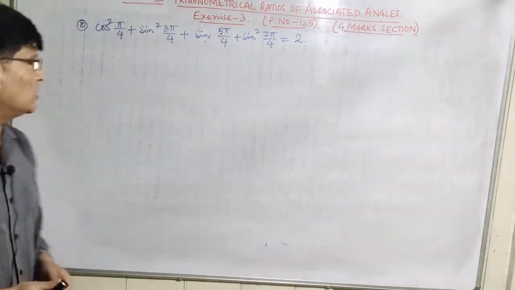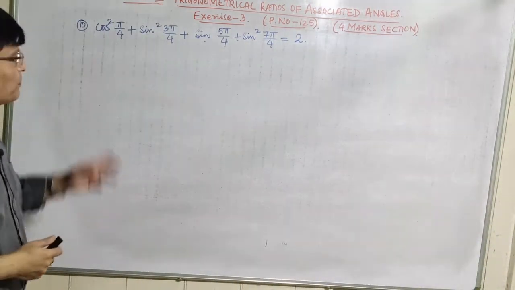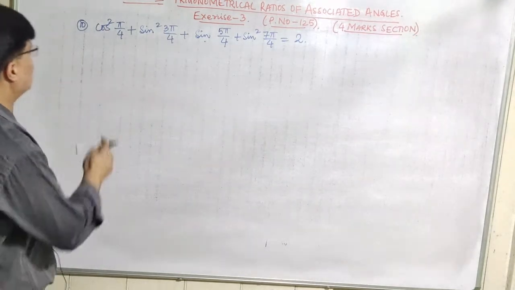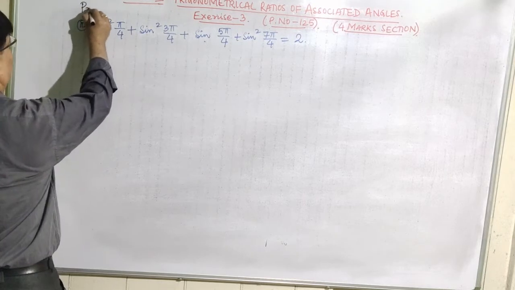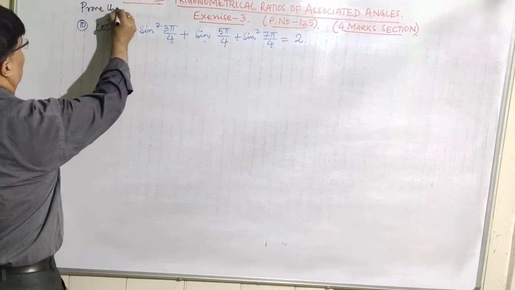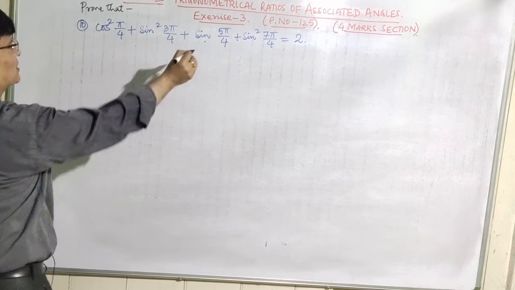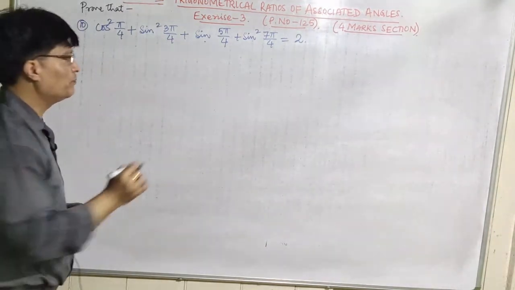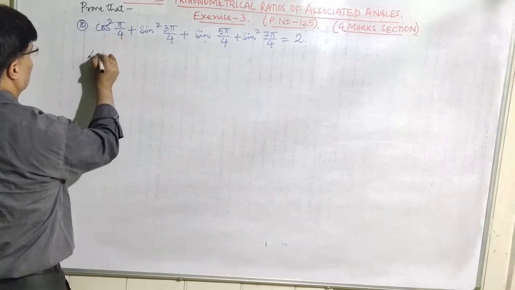So now we'll do the next question, that is question number 10. In question number 10 you have to prove that this left hand side is equal to right hand side. So let us prove it now. Let us write here left hand side.